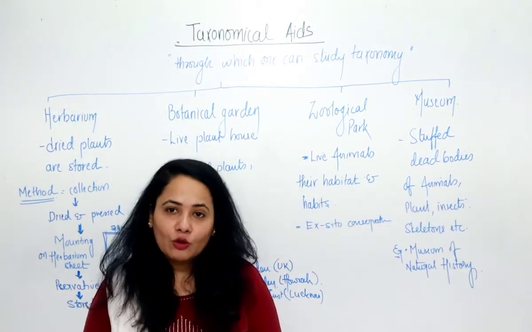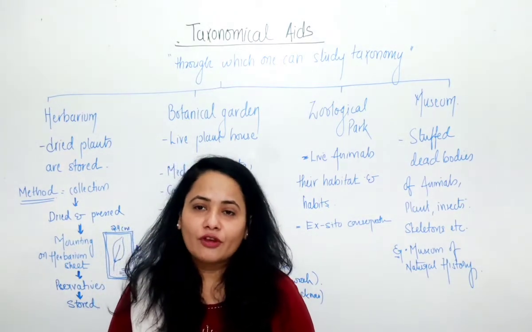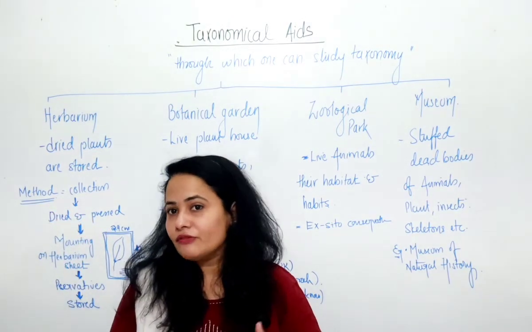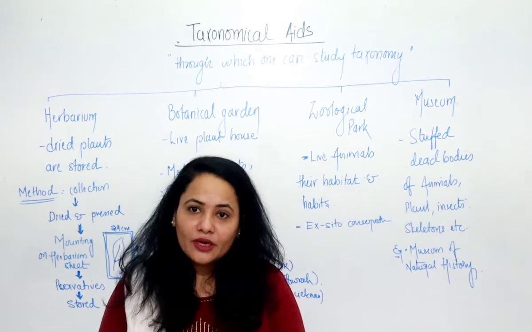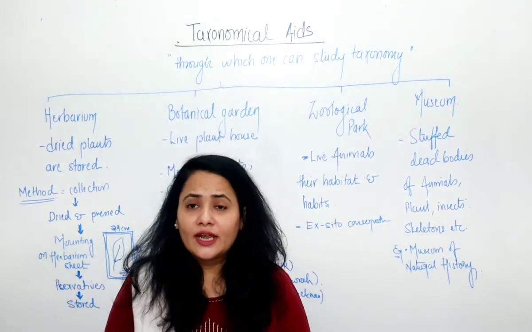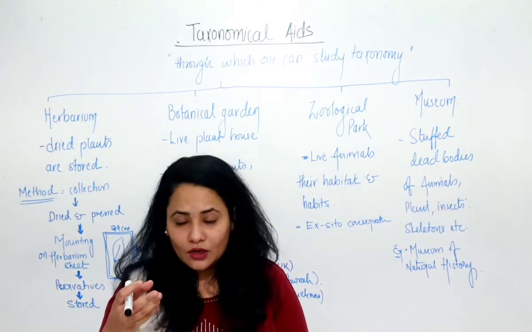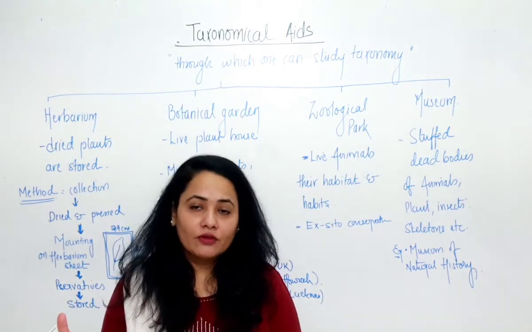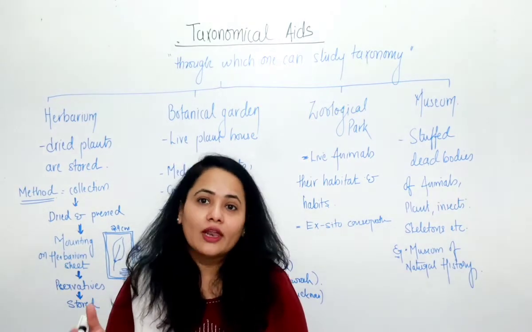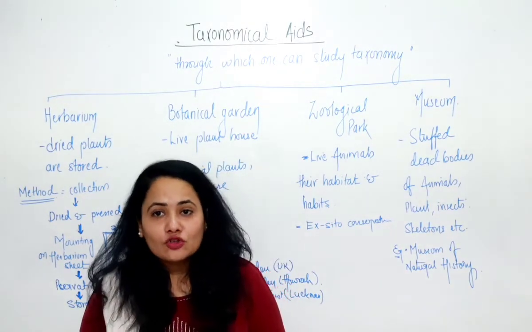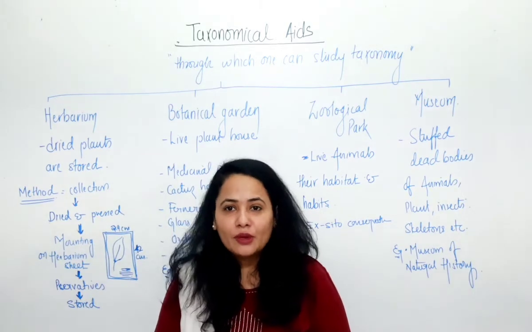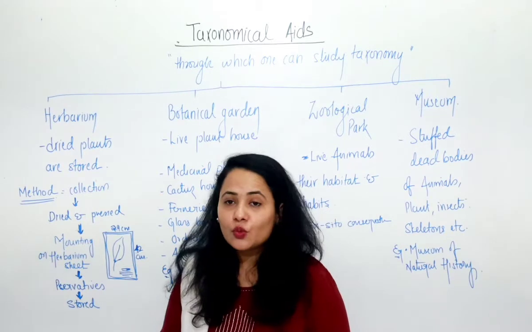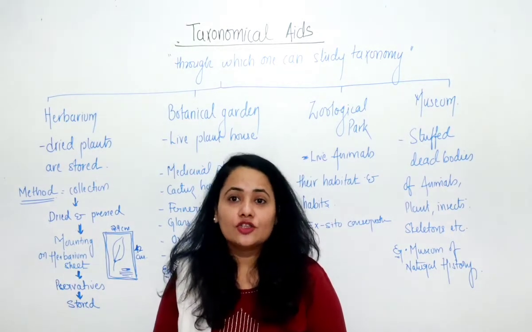Suppose I talk about a maple leaf. You know that it is very famous for a country like Canada, whereas the same maple leaf is not available over here. So if somebody wants to study the detailed anatomy and morphology of a maple leaf, then one can take the assistance or help of a herbarium. Ideally, a herbarium is a place where dried plants are stored.